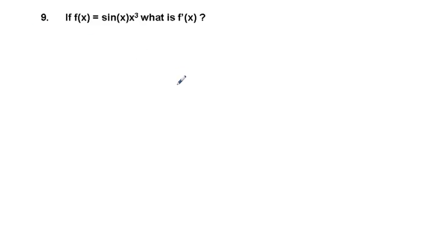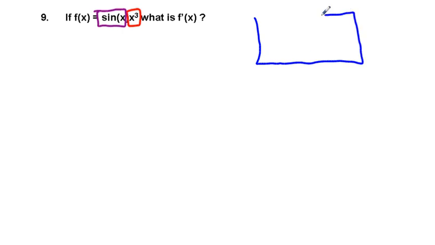For 9, if f of x equals sine x times x cubed, what is f prime of x? So what we have here is two different functions. We have the product of two functions. We have sine x times x cubed. And to differentiate that, I've had this graphic organizer in my class where we say u prime v plus, or uv prime plus vu prime.